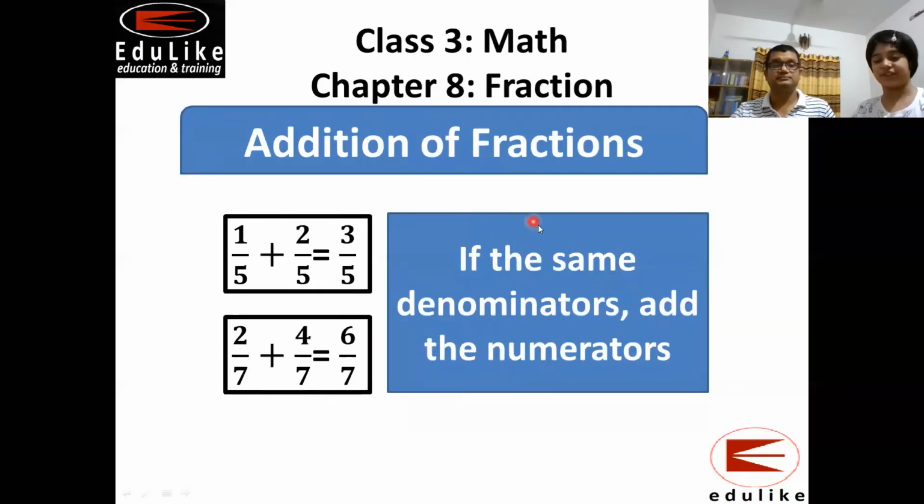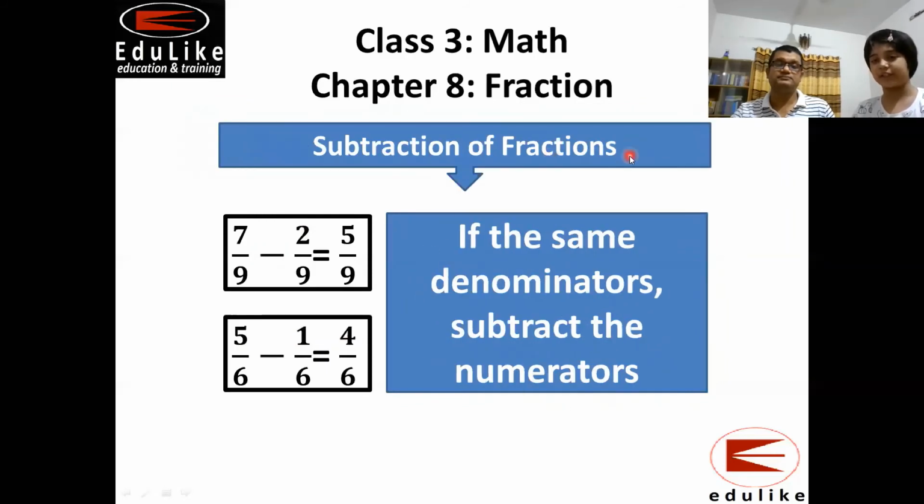Addition of fractions. 1 by 5 plus 2 by 5 is equal to 3 by 5. Here 5 is the common denominator and 1 plus 2 equal to 3. Again, 2 by 7 plus 4 by 7 equal to 6 by 7. Here 7 is the common denominator and 2 plus 4 equal to 6. If the same denominators add the numerators.